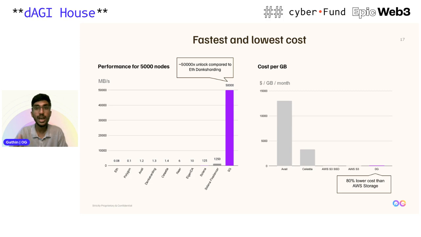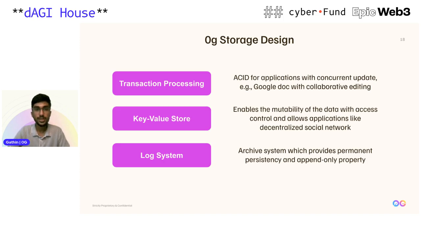As I told you, we have our own data storage layer, so we don't need to store all the data in the data availability layer. We have a separate data storage. The 0G storage design is separated into three layers: the log system, the key value store, and the transaction processing layer.